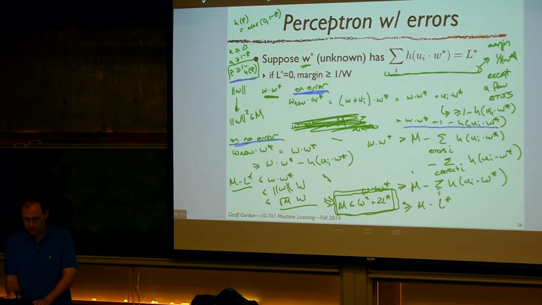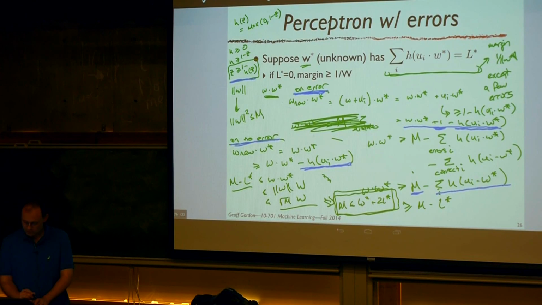On no error, you get w new dot w star is equal to w dot w star. And just to make things add up nicely, we're going to put minus h of ui dot w star here, which we can do because we're subtracting something positive and only making it smaller, right? So now if we sum that over all trials, on trials where we get an error, we'll get a minus h of ui dot w star, and on trials where we don't get an error, we'll get a minus h of ui dot w star. So in the end, we'll get the sum over all i of h of ui dot w star, right? And then the remaining term: on trials where we do get an error, we'll get a +1. On trials where we don't get an error, we don't get that +1. And so the sum over all trials will be just the number of errors.